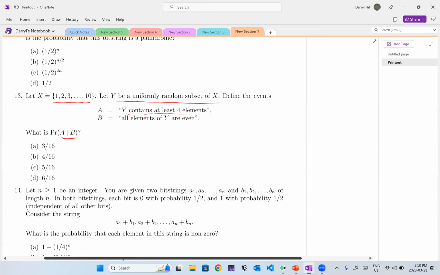And then A is the event that Y contains at least 4 elements, and B is that all elements of Y are even. And what is the probability of A given B? Well, probability of A intersect B over the probability of B. Okay, so the probability that all elements of Y are even, oh, that's easy. It's maybe a little trickier than that.